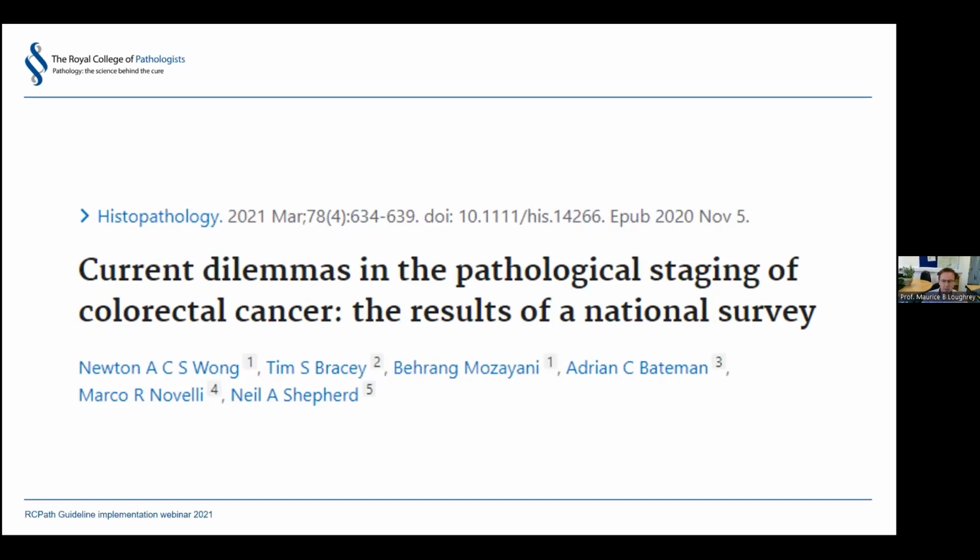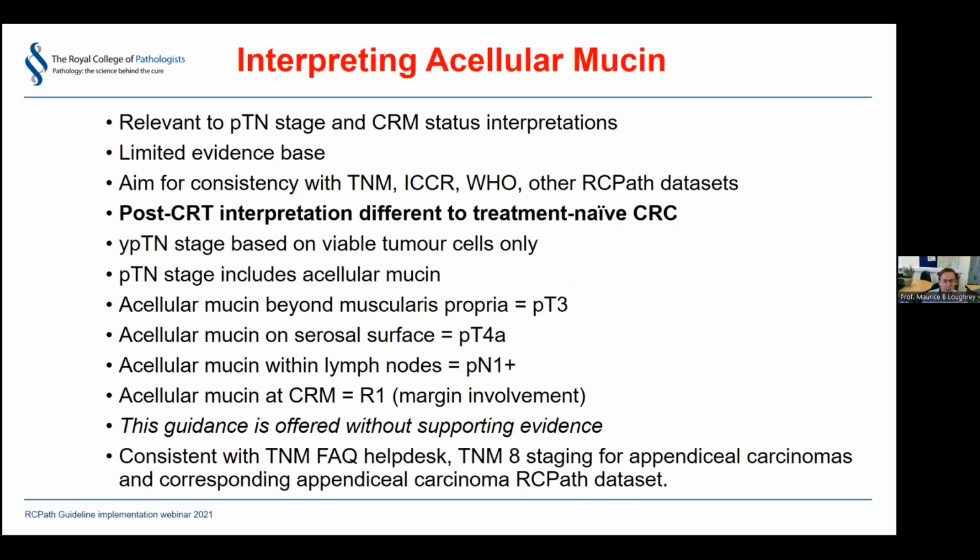So we've really tried to address everything that was brought up in this study and certainly clarified anything where there was lack of clarity before, and really introduced some guidance in areas that we hadn't previously considered. One of these, I think very importantly, is around acellular mucin. So I think this requires specific highlighting. We're very familiar with interpreting acellular mucin post-neoadjuvant therapy, but it's much more difficult if the patient is treatment naive, if they haven't had any such therapy.